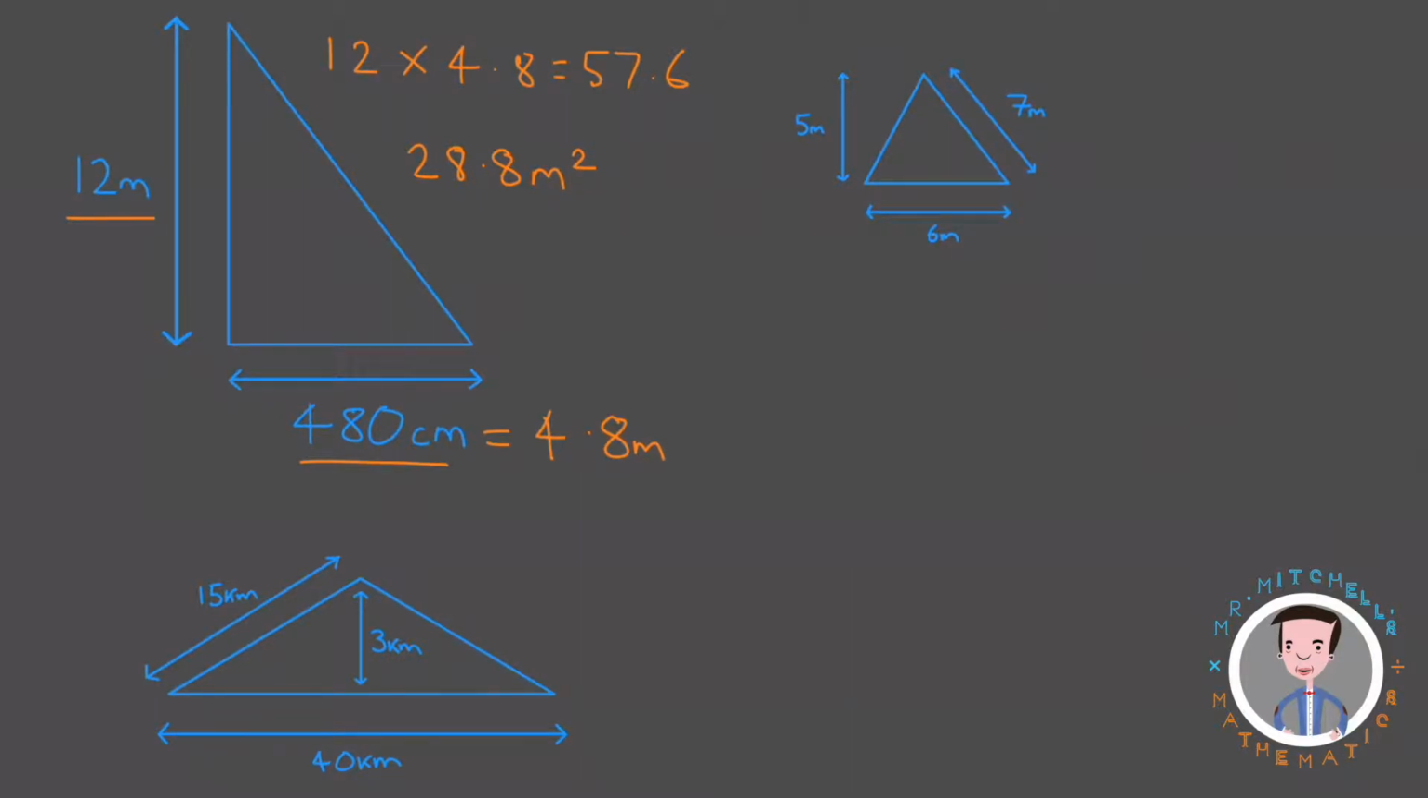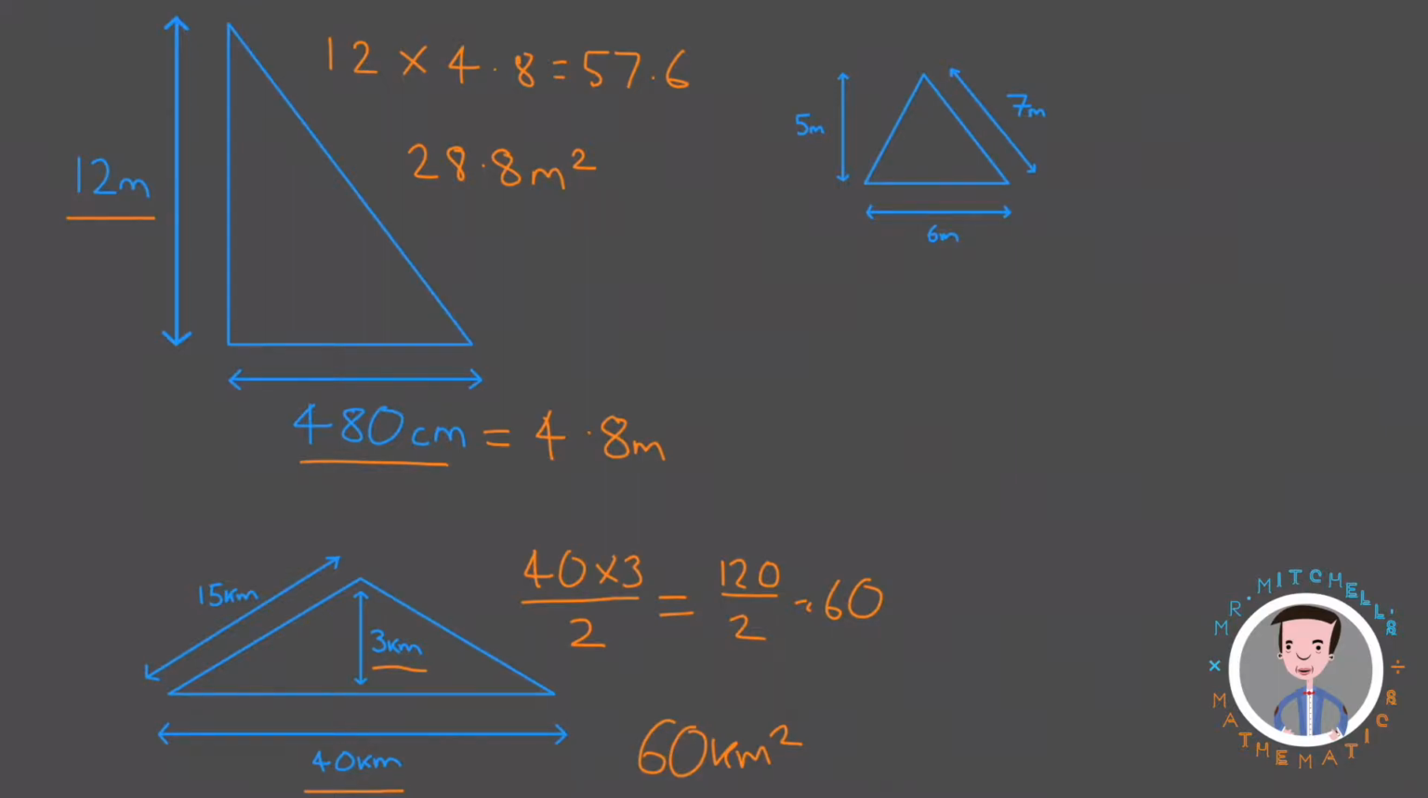The next one down here is 15 kilometers, 3 kilometers, and 40 kilometers. What we have to do here is try and find out which one is the height and which one is the base. Here the base is relatively easy to find, that's the 40 kilometers. And here the 3 kilometers is the height, not the 15. So we do 40 times 3 divided by 2, and that is 120 divided by 2, which equals 60. 60 what? 60 kilometers squared.